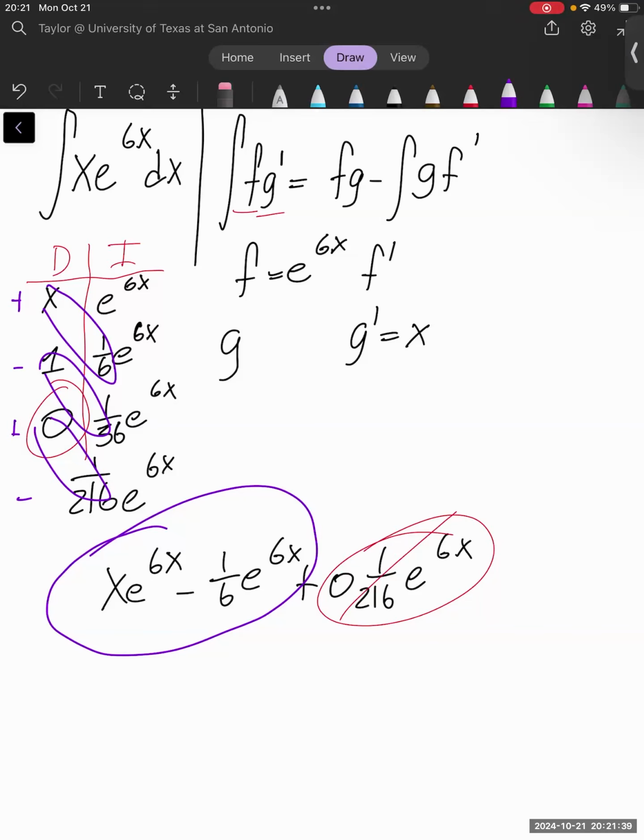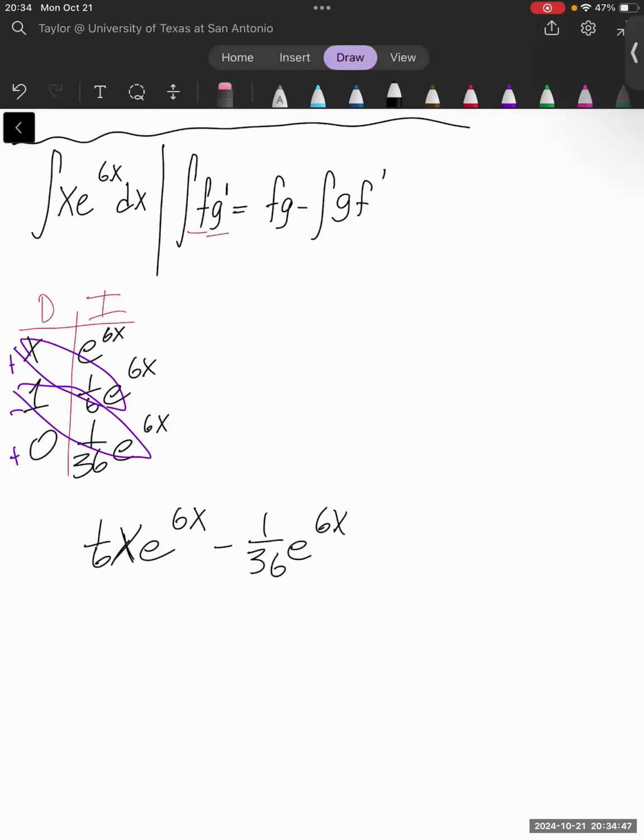Whoops, missed a 6. This is our final answer. There we go. Did I miss something? Yes, I did. 1 over 6. Final answer for real this time, third time's the charm. And so my whole point to that was it's not particularly obvious what your integration and your differential plus c.